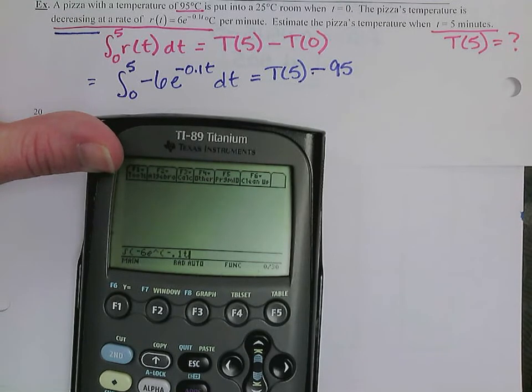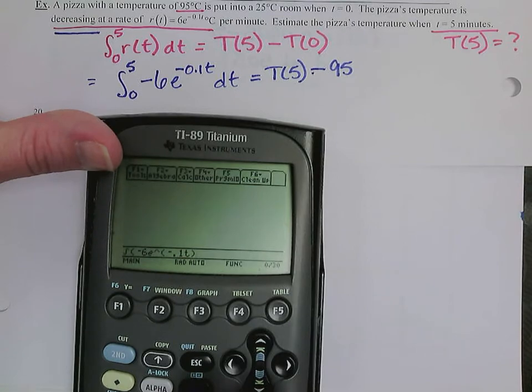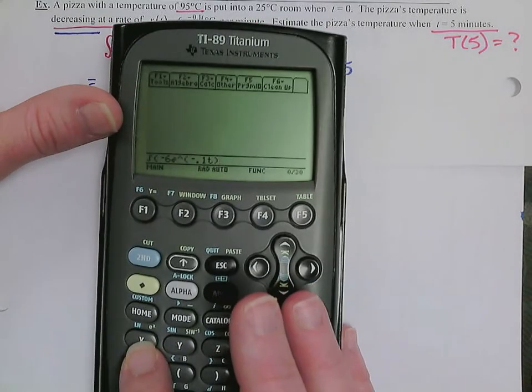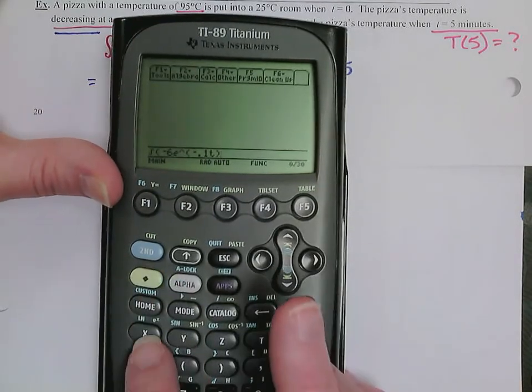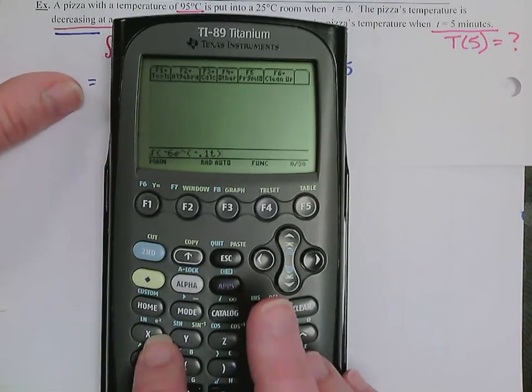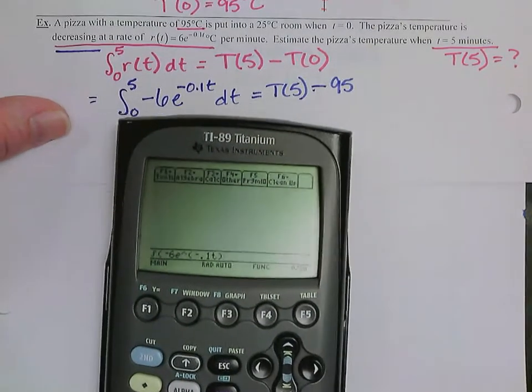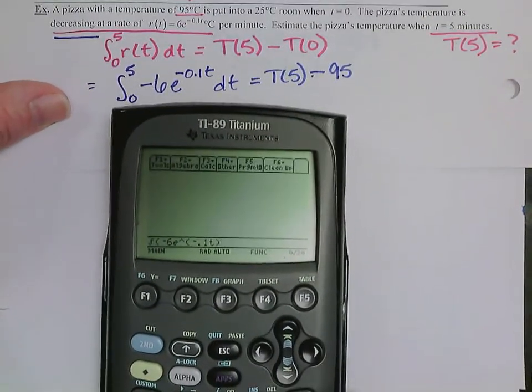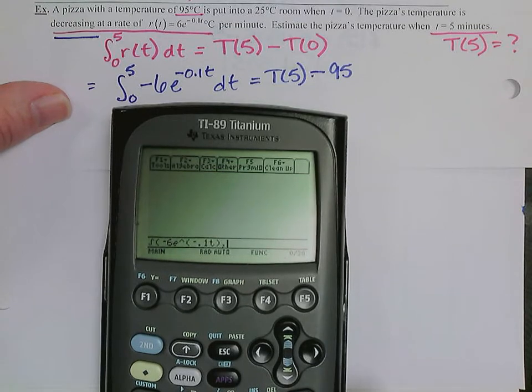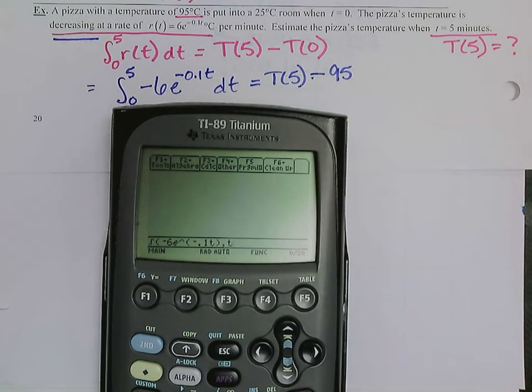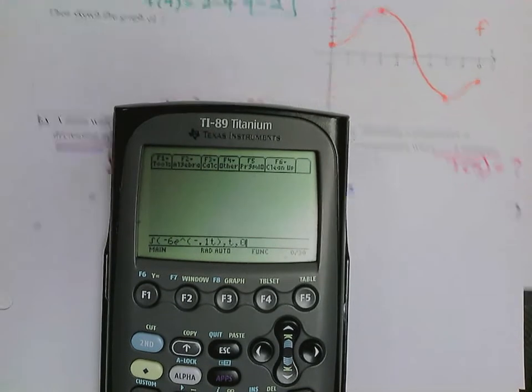The e is where the x button is. If you press the second key, you'll get natural log, and if you press your function key, your green key, then you'll get e. Negative 6 times e to the negative 0.1 t with respect to t. You could call it x if you want to, but we actually have a t button, so I'm just using t. Starting at t equals 0 and stopping at t equals 5.